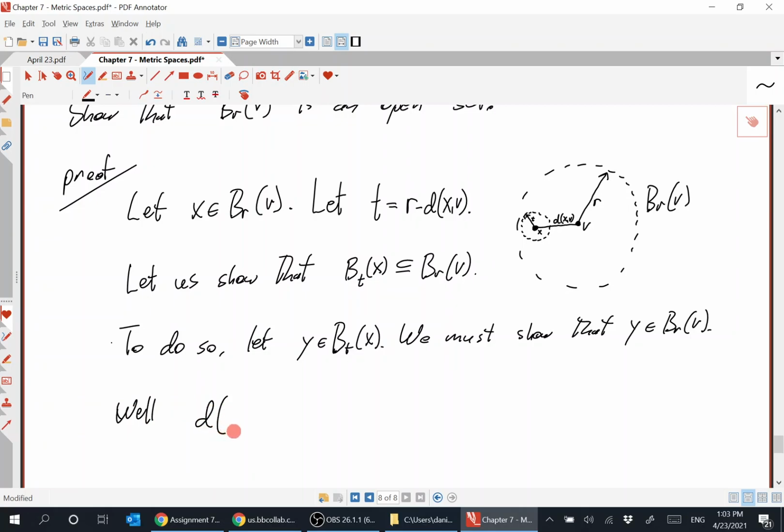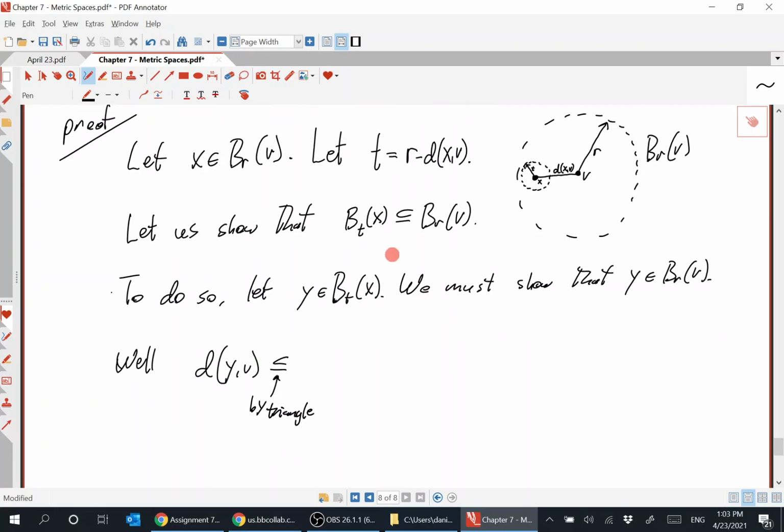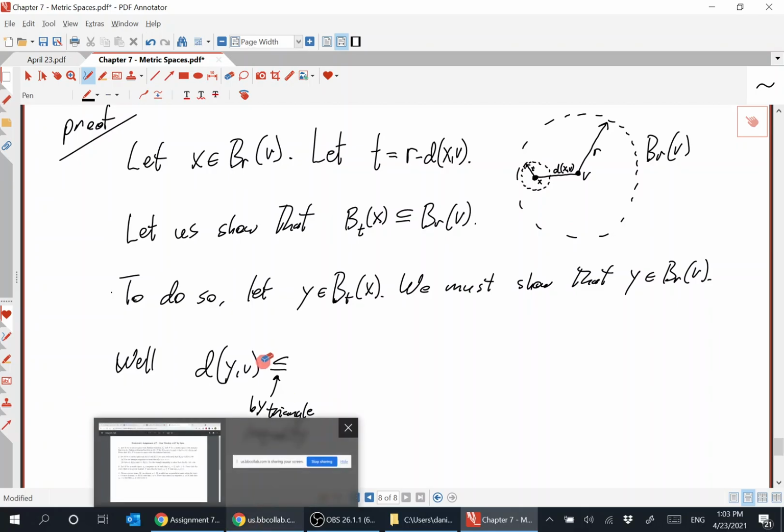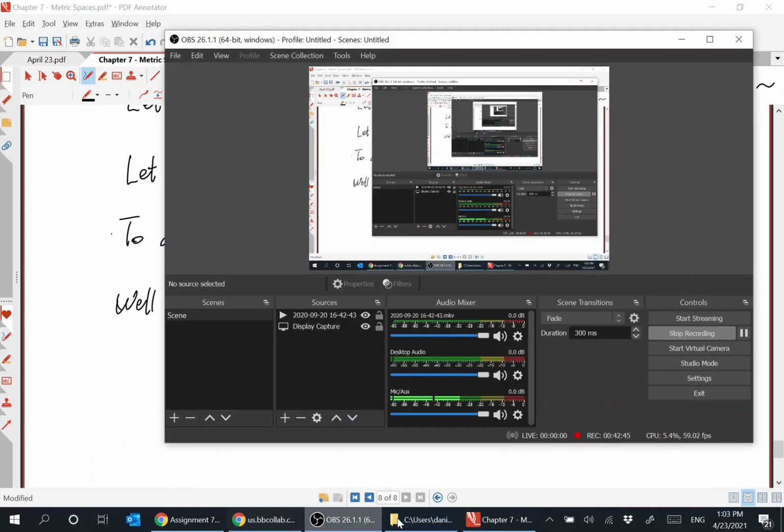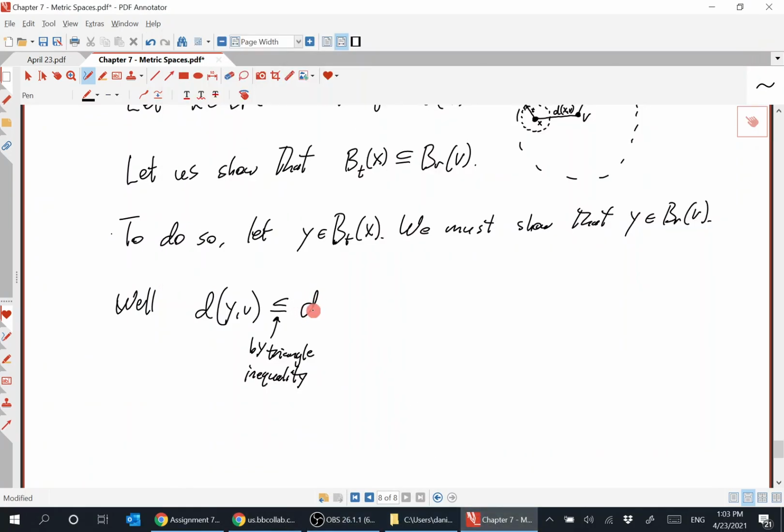Okay, the distance from Y to V. Well, by the triangle inequality, that's property 4, right? By the triangle inequality, the distance from Y to V is less than or equal to the distance from Y to X plus the distance from X to V. Well, the distance from Y to X is what? By definition.